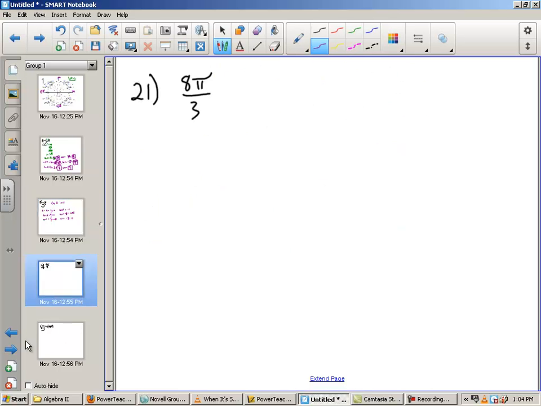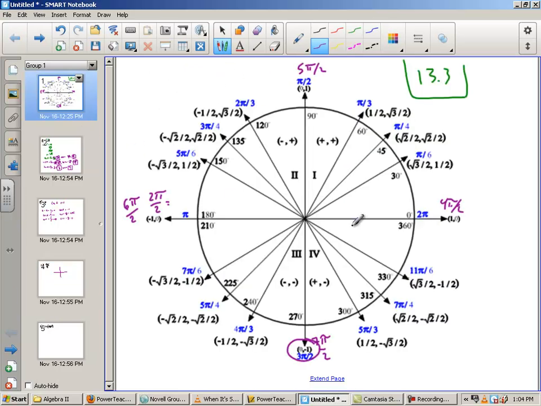When we go to 21, it asks us to draw the angle and make a reference angle. Talk about what the reference angle is. First thing I want to do is try to draw 8 pi thirds. Well, it may not be all that simple. So what I'm going to do is, first thing, I'm going to try to do it here.